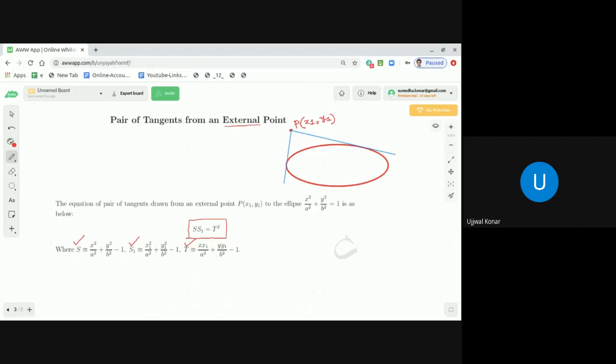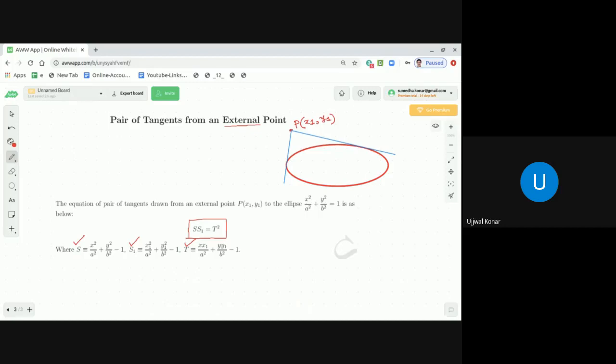That will be a little difficult to memorize, but the point is that if you remember S1 equal to T square, it is easily remembered. In fact, this kind of formula we have also used for the other conics as well. Now, what is S? S is nothing but the expression corresponding to the equation of the ellipse. What is the equation of the ellipse?